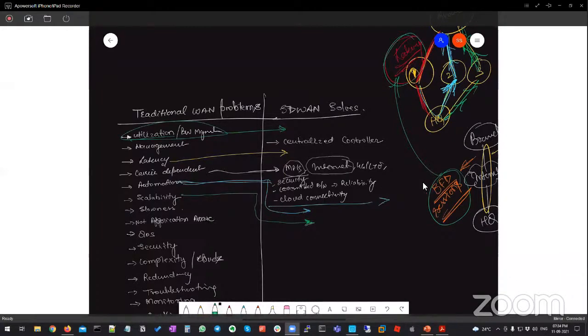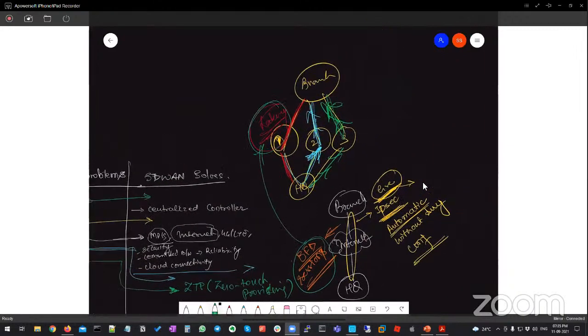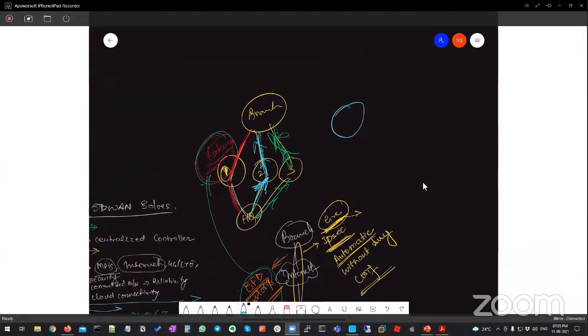So there is a concept known as ZTP, which is zero touch provisioning. Have you heard about it? For example, a new site comes up. In the previous case, once you take the connection to your new site or new branch, you need to send your field engineer, or your L1 support or local field engineer, who will do the racking and cabling.